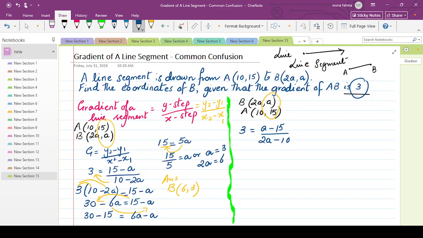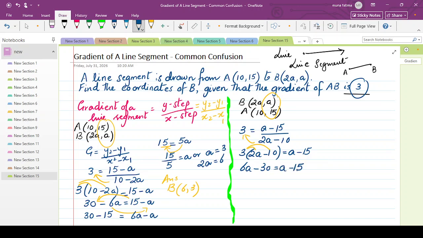Alright, now we need to cross multiply, and we end up with 3 multiplied by 2a minus 10. On the other side we have left a minus 15. We multiply both the terms with 3, and we end up with 6a minus 30, and we have a minus 15.